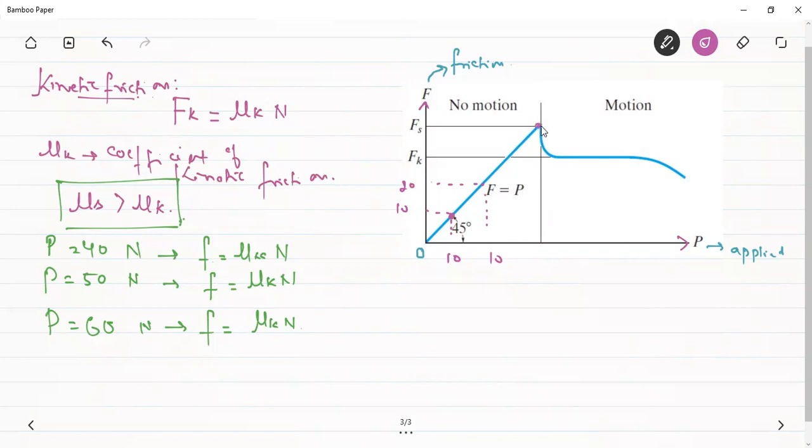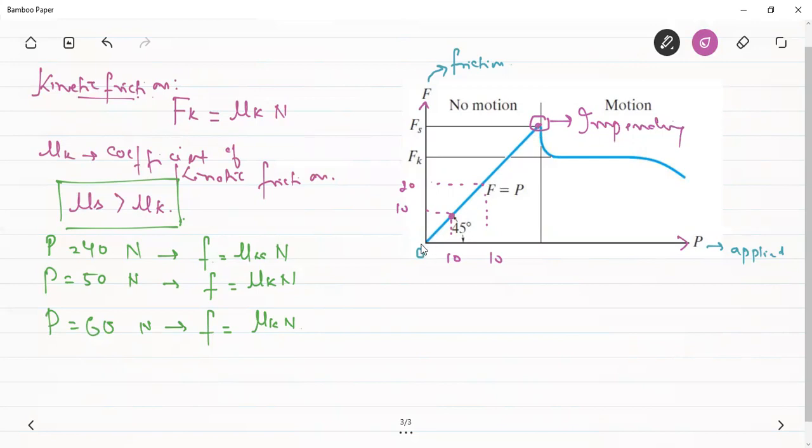Up to this point it was static friction, and at this point we can say it is the impending point. At this point, the motion is just about to begin, and once the motion has begun, what will happen to the force of friction? The force of friction will decrease, because mu s is greater than mu k. At this point the friction force was mu s N, and after that it will be equal to mu k N, and it will start decreasing.